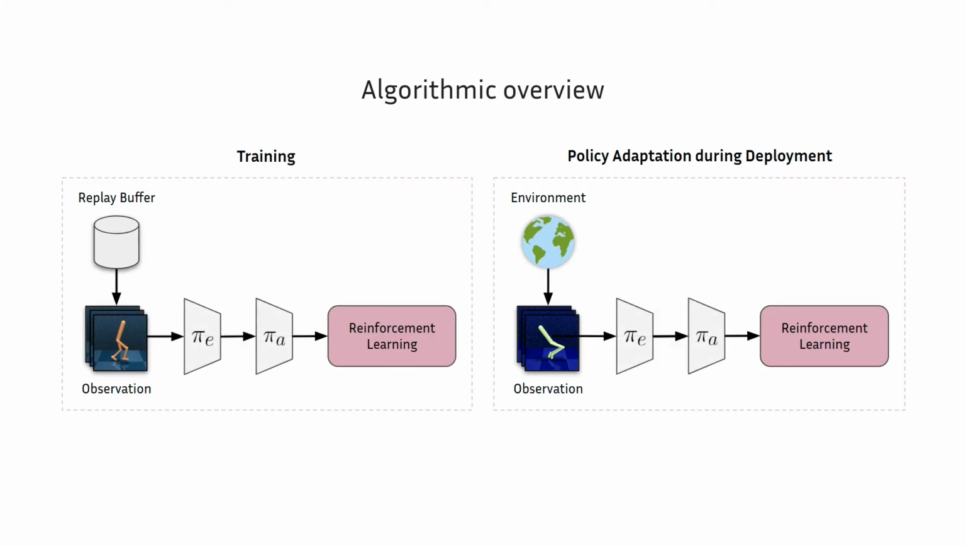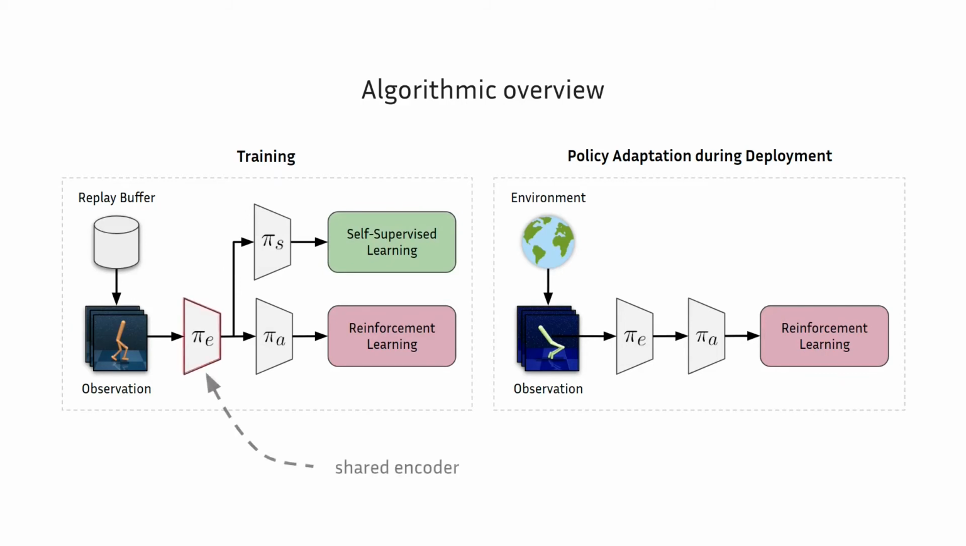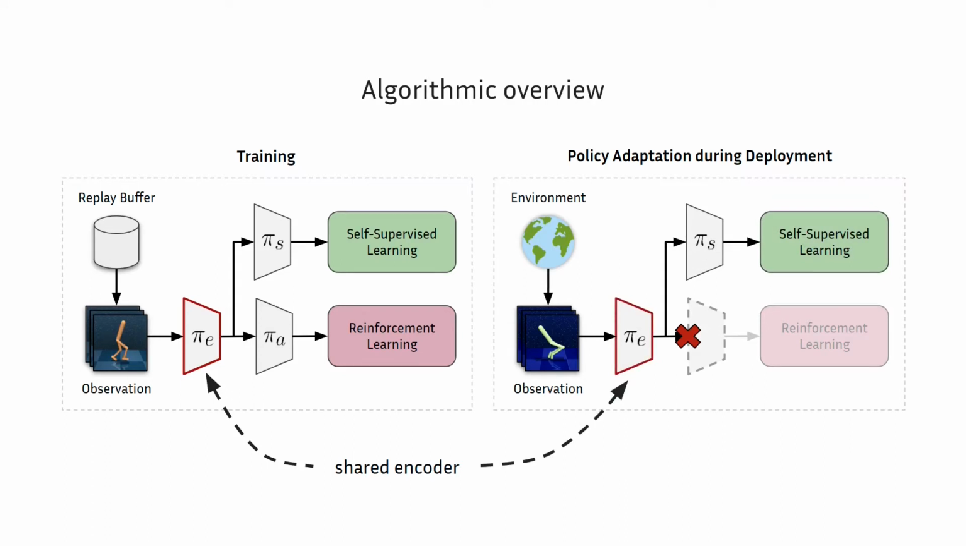First, we divide our policy network into an encoder and a policy head. During training, we then jointly optimize a self-supervised task together with reinforcement learning, with both tasks sharing the same encoder. And then during policy deployment, we cannot assume access to a reward signal, and we may therefore not be able to optimize our policy using RL. But we can still optimize the self-supervised objective, and we can use the observations that we receive from the environment.